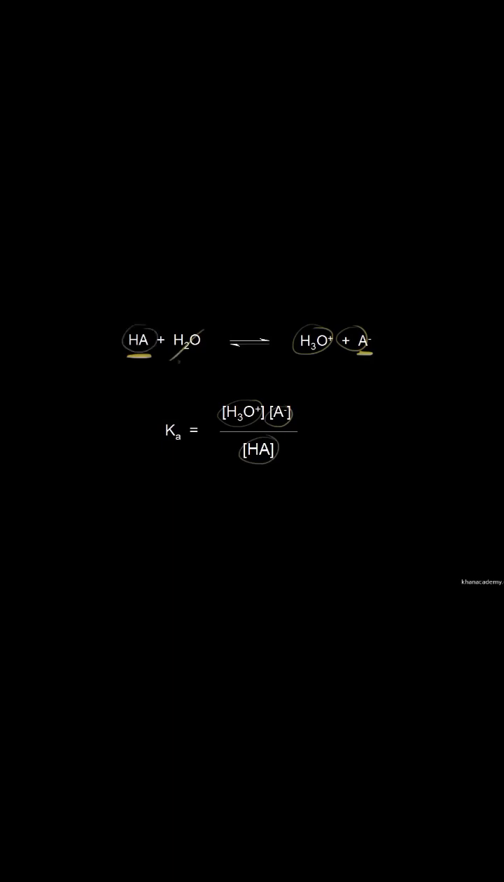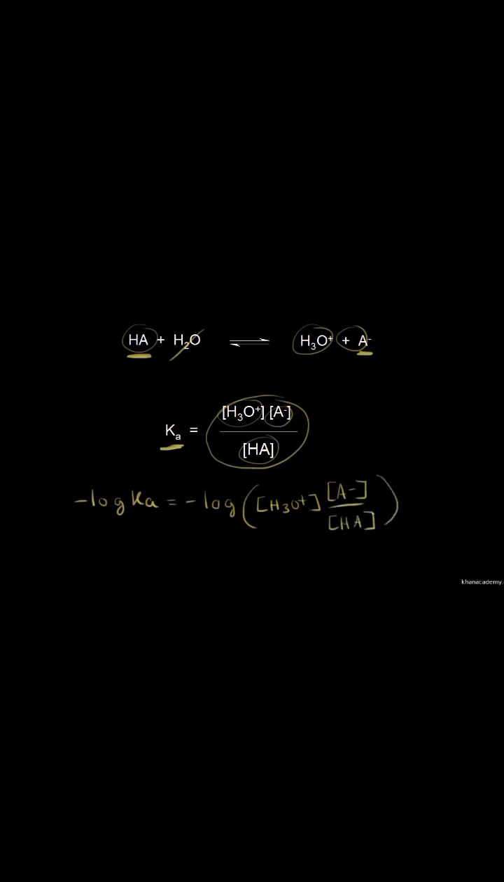Let's take the negative log of both sides of this. So we're going to take the negative log of Ka, and the negative log of all of this, which would be equal to the negative log of all of that. And I'm going to write it a little bit differently. I'm going to put the concentration of hydronium ions out front here, and then have concentration of A minus over concentration of HA.